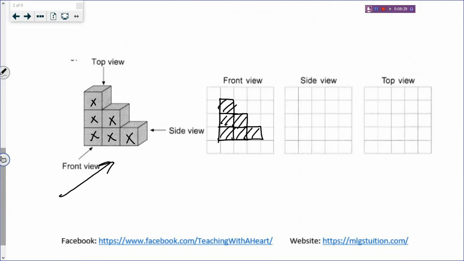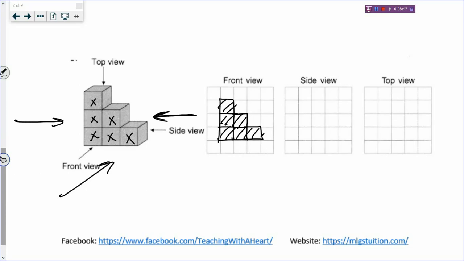Alright, let's look at the side view. Now sometimes your side view can also be from the left side. It's not always on the right side. So your arrow could be pointing this way as well. But for this question, the arrow is pointing from the right side.